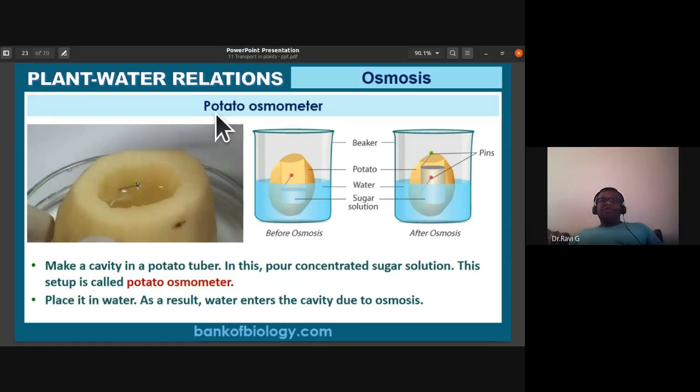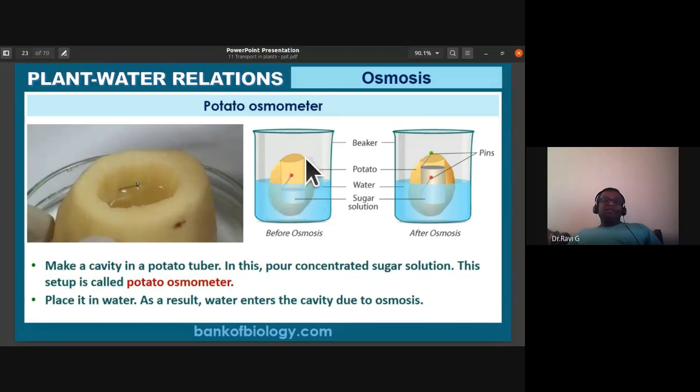So if they ask you to describe the physiological experiment to demonstrate osmosis, remember that they are asking you to write about the potato osmometer. If they are asking you to describe the physical setup to demonstrate osmosis, that is nothing but the inverted thistle funnel experiment. So the potato osmometer, you can also call it the physiological experiment to demonstrate osmosis.